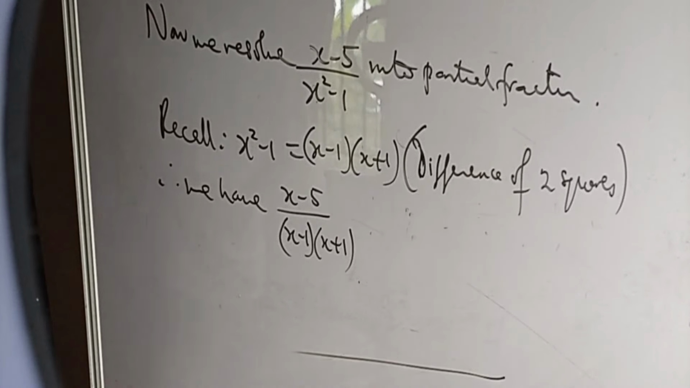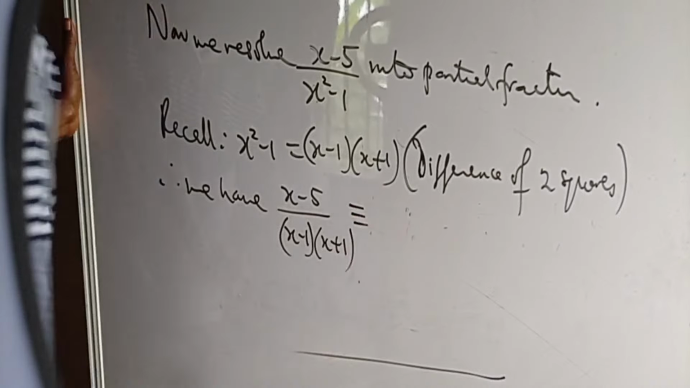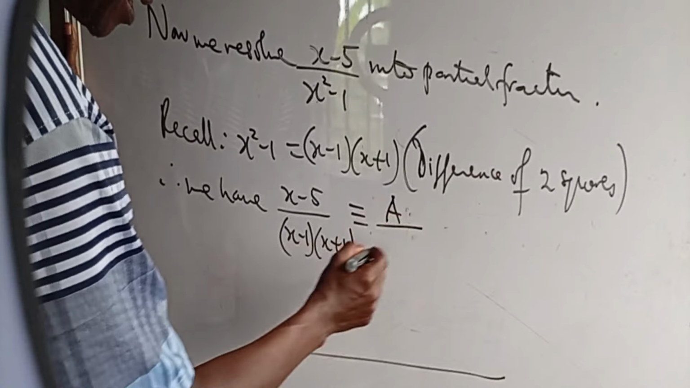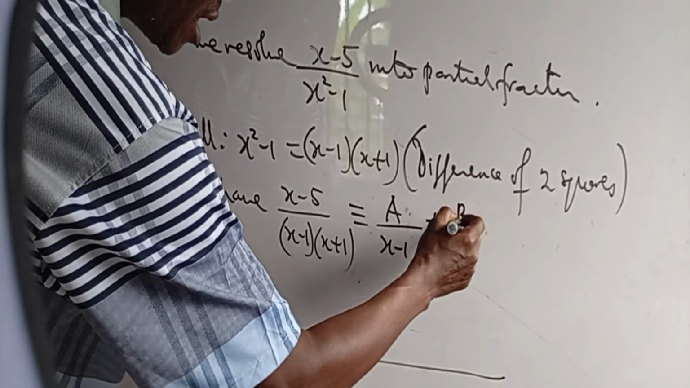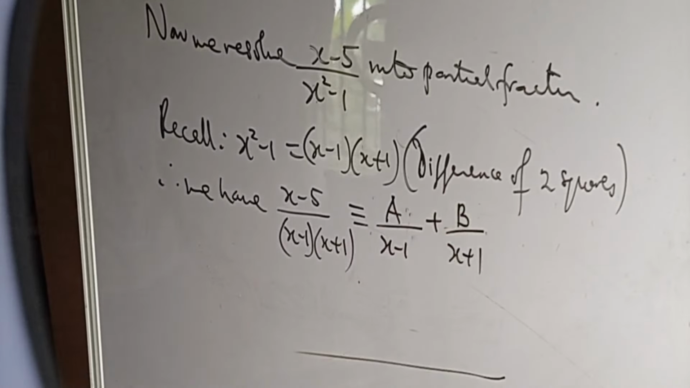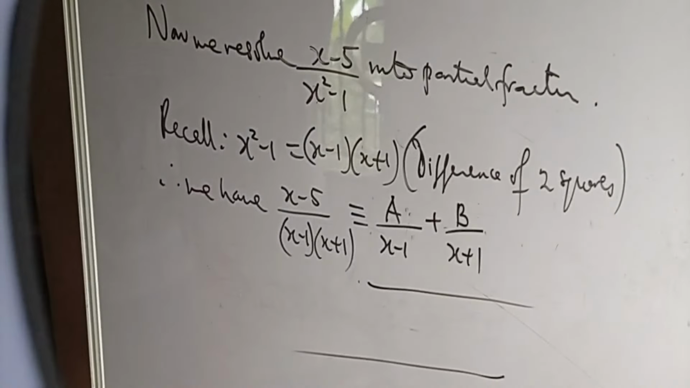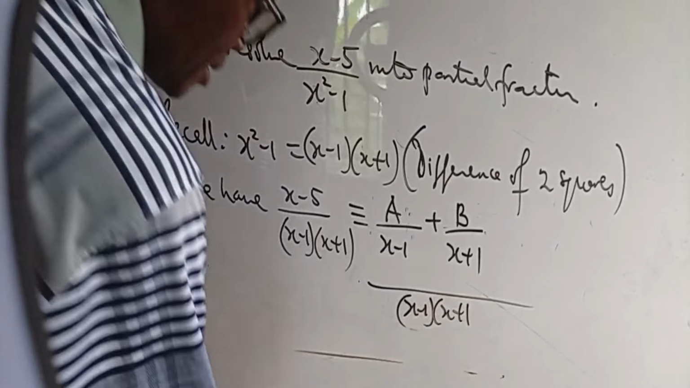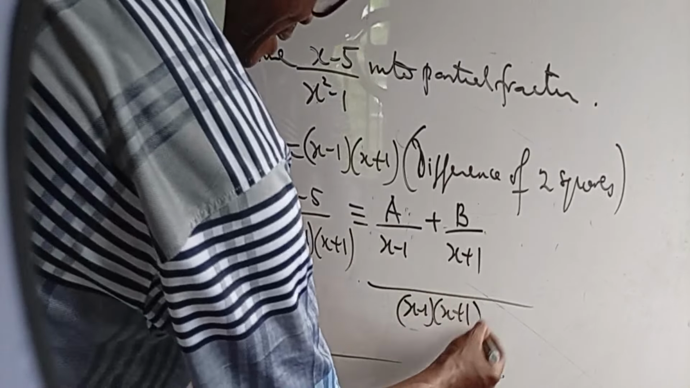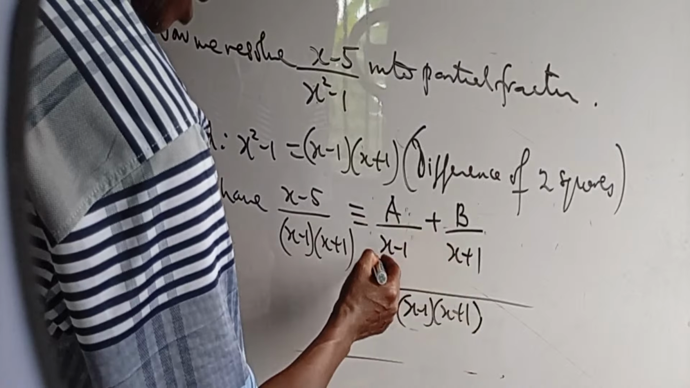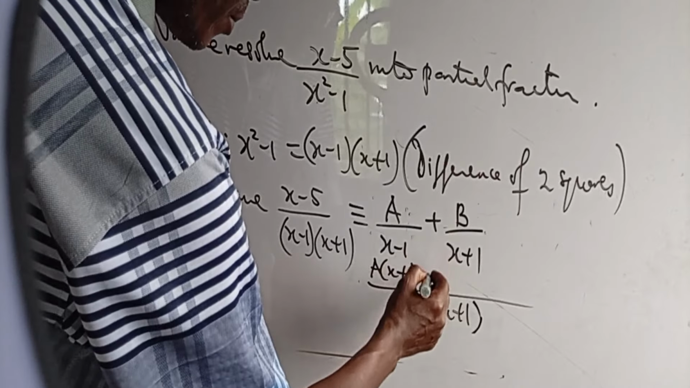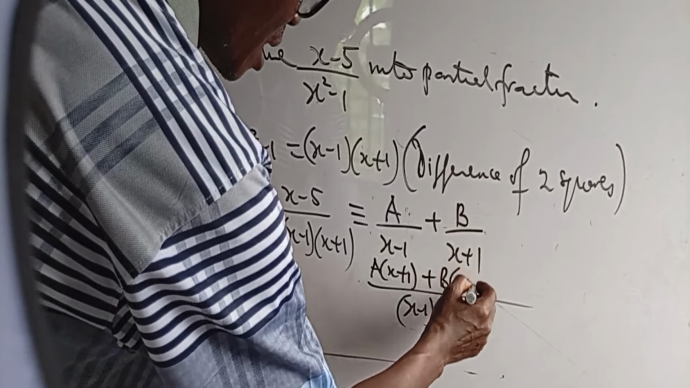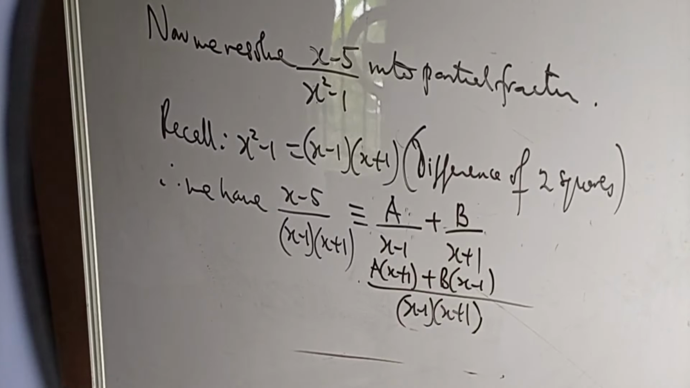So this is now equivalent to a all over x minus 1 plus b all over x plus 1. Okay? So that's the constant we are going to use. Now, we find the LCM, just like we did in the previous one. Our LCM is x minus 1, x plus 1. Now, don't waste your time, like I said. Just cross multiply: a into x plus 1 plus b into x minus 1. All right. Let's continue.